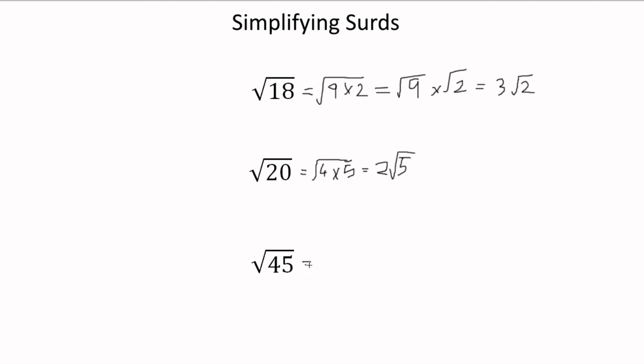And now for the final situation, we have root 45. 45 can be written as 9 times 5. So we know root 9 is 3 from up here, so we just have 3 root 5. And that's another example of simplifying surds.